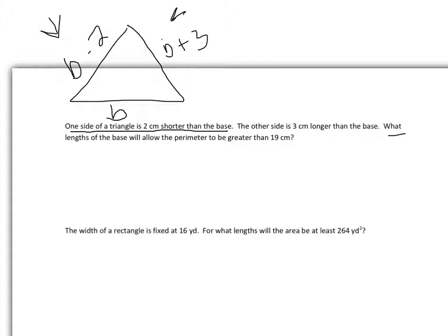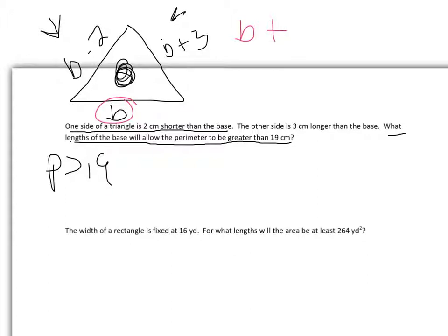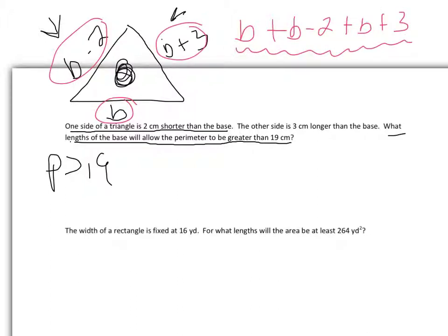It says what length of the base will allow the perimeter to be greater than 19 centimeters. So we want the perimeter to be greater than 19 centimeters. Now, the perimeter of this triangle up here is the sum of the side lengths. So if we have this bottom one, that's B, plus this one, B minus 2, plus the third leg, B plus 3. This is the perimeter of this triangle right here. So we can write that for the perimeter right there. And say really we have B plus B minus 2 plus B plus 3 has to be greater than 19.